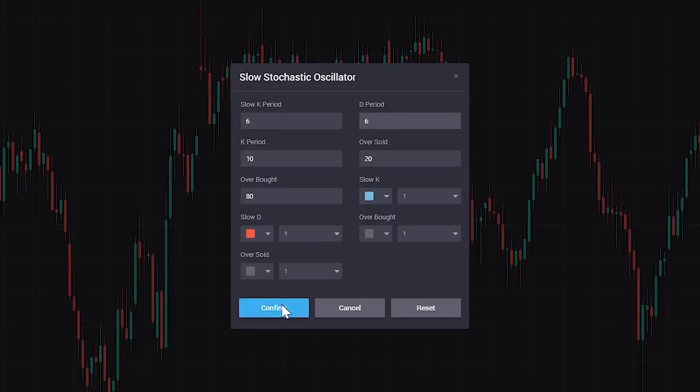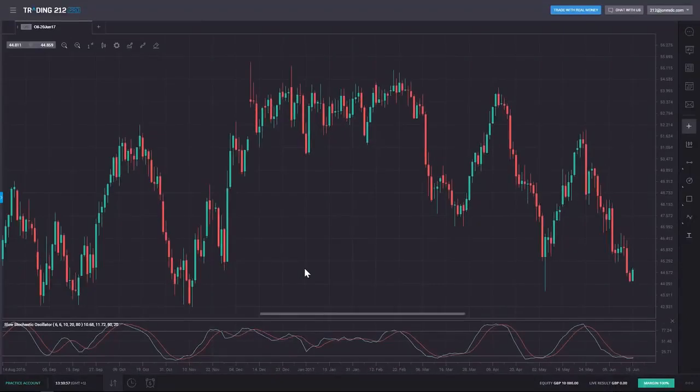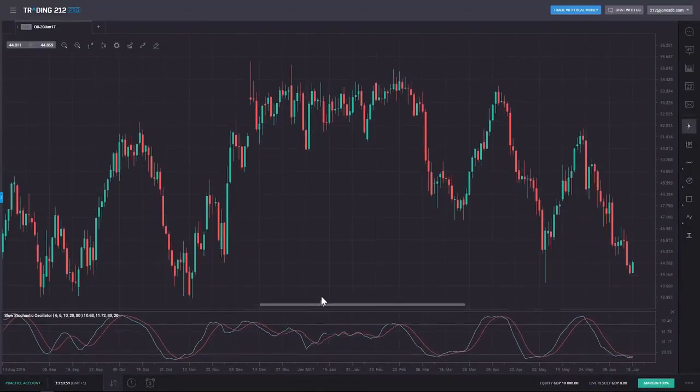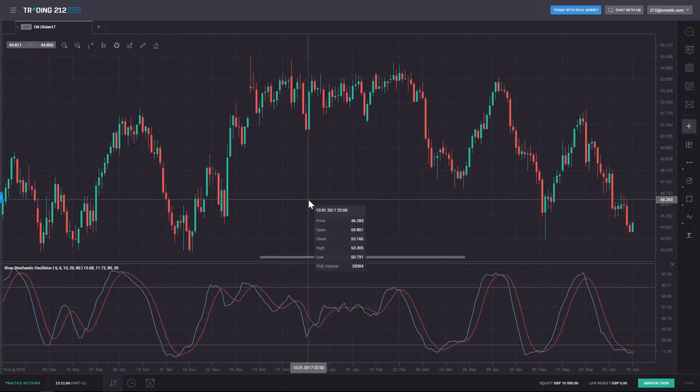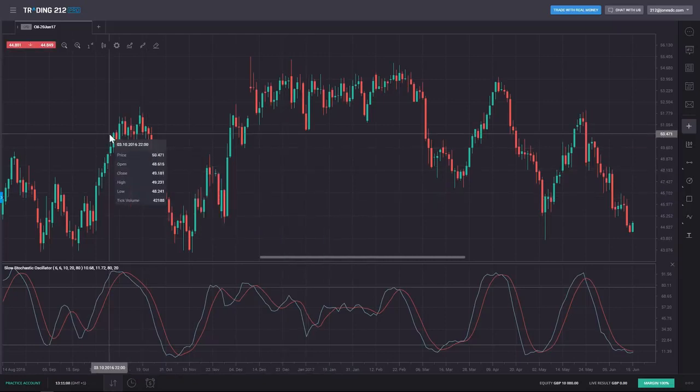So we're now ready to go. Click on confirm, and there are our lines. Let me just drag this up so we can see a bit more of the stochastic and compare it to how it's done with the moves in oil. Let me just walk through some of the signals.